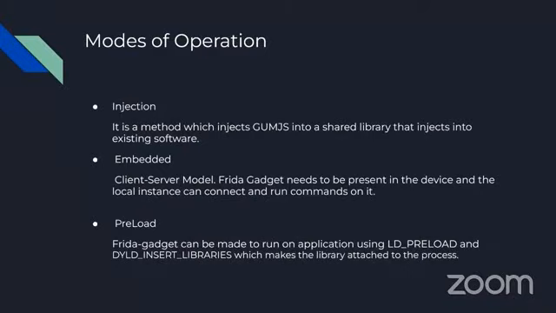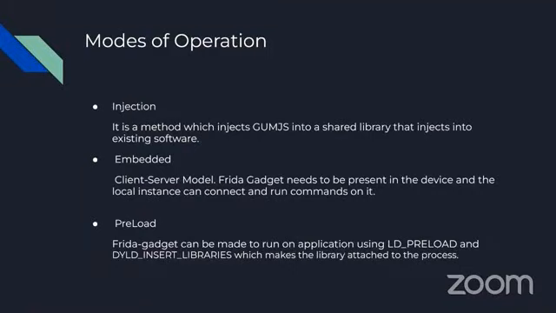Right. So with modes of operation, Frida has three modes, which are different from each other and also serve different purposes. The first one, the injection mode, is basically the JavaScript engine, the GumJS engine. It gets injected as a shared library into the existing process ID, and you can hook into the API calls and all that from the injection mode. Embedded is something which we will be using heavily in mobile applications when we use Frida.